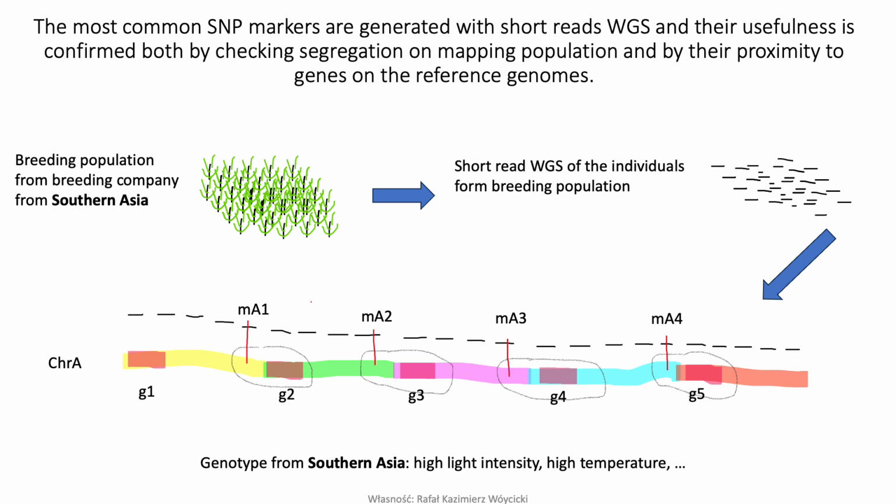So they are first generating short WGS reads of the individuals of this breeding population, mapping these reads, and checking segregation on the mapping population. Then they find that marker MA1 is linked to gene G2, marker MA2 to gene G3, MA3 to gene G4, and MA4 to gene G5.